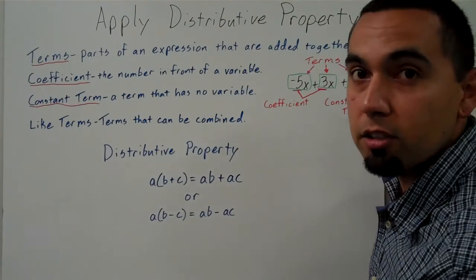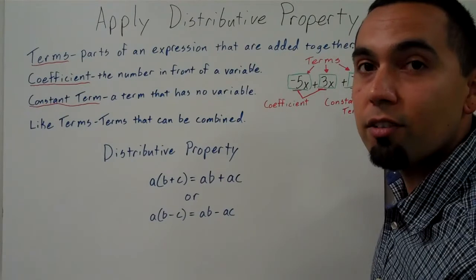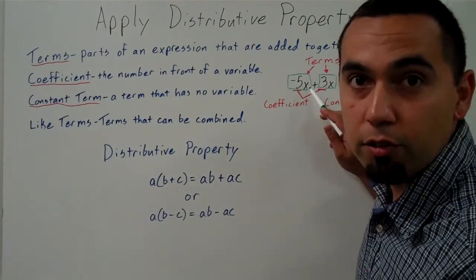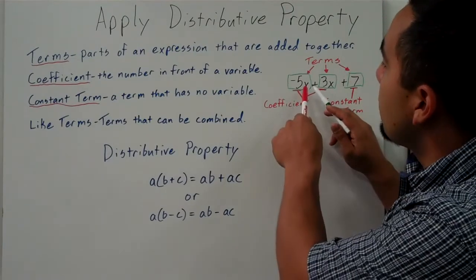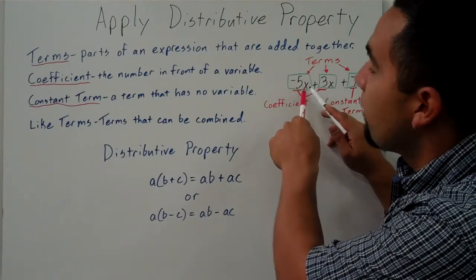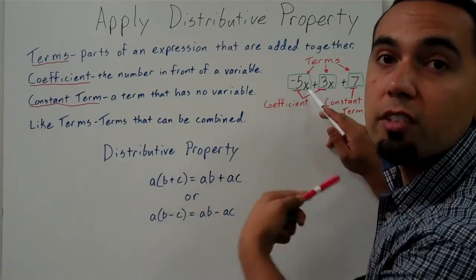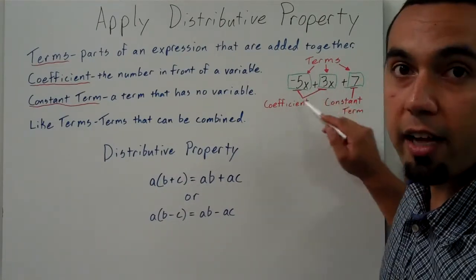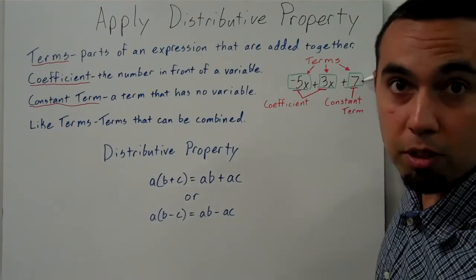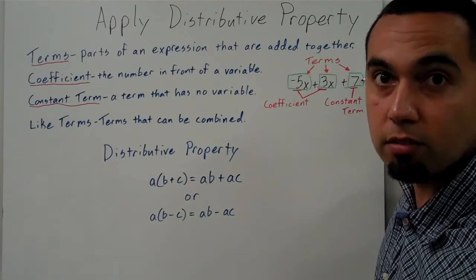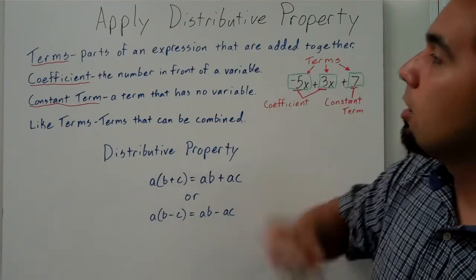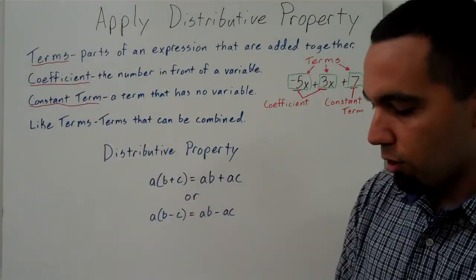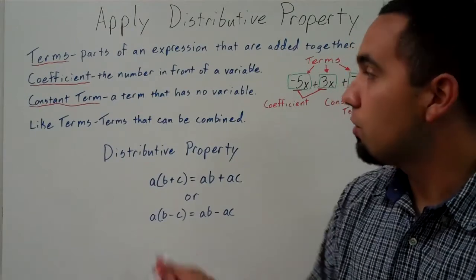The reason we call it a constant term is because it never will change value. We can always plug in a value for x, and that's going to change what this equals, because negative 5 times 1 is different from negative 5 times 2, and so on. But no matter what we plug in for x, this term is always going to be 7. So that's constant term, coefficient, and terms. We also have like terms. That's our last one, at least for now.